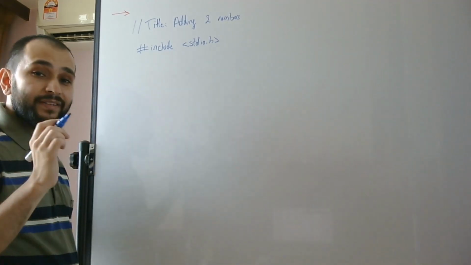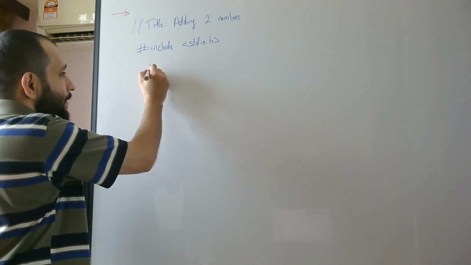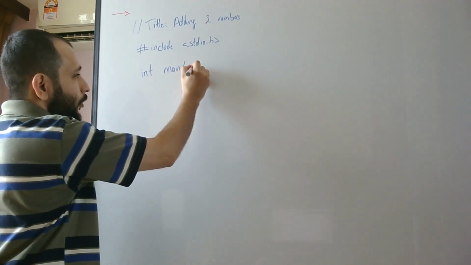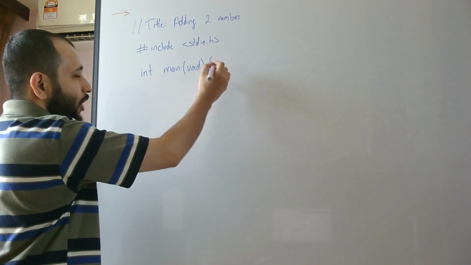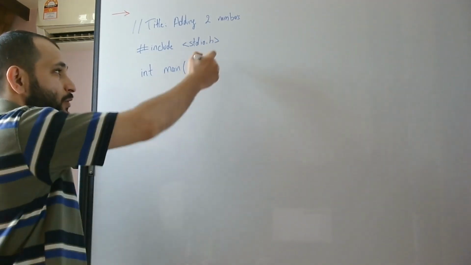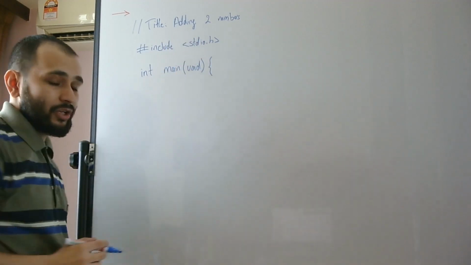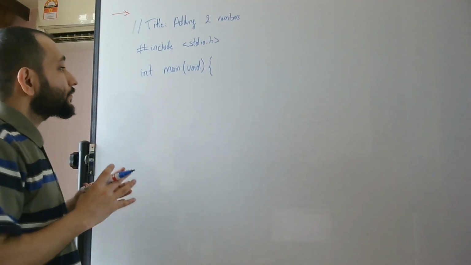And now it's time for me to write my main function. Let's go and write the main function, int main void, and the starting block of the main function. Using these braces, we are starting the block of the main function.